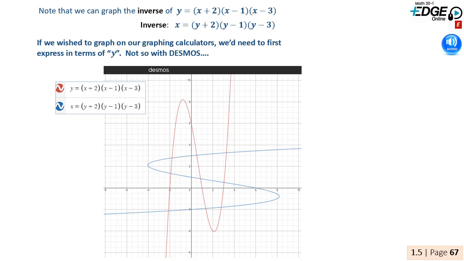We can confirm these are reflections if we were to either graph the line y equals x, or just tilt our head to the right. We can see these graphs intersect at points where their x and y coordinates are equal.